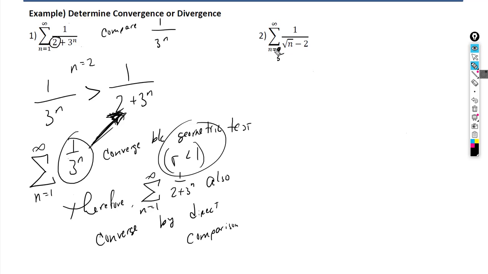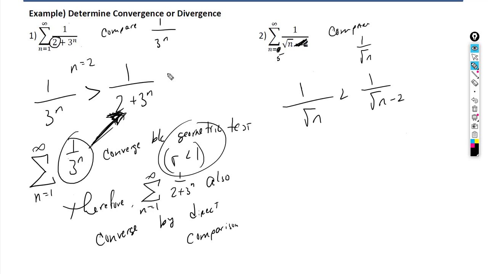You can see that I had to change n equals 1 to n equals 5. I'll explain why I had to do that, so make sure you do that on your paper as well. So anyway, I have the summation of 1 over root n minus 2, and I'm going to take this negative 2, and really it's negligible, so that doesn't really matter. And so I'm going to compare this to 1 over root n. And again, that negative 2 at infinity doesn't matter too much. And I'm going to say that 1 over root n is actually less than 1 over root n minus 2.